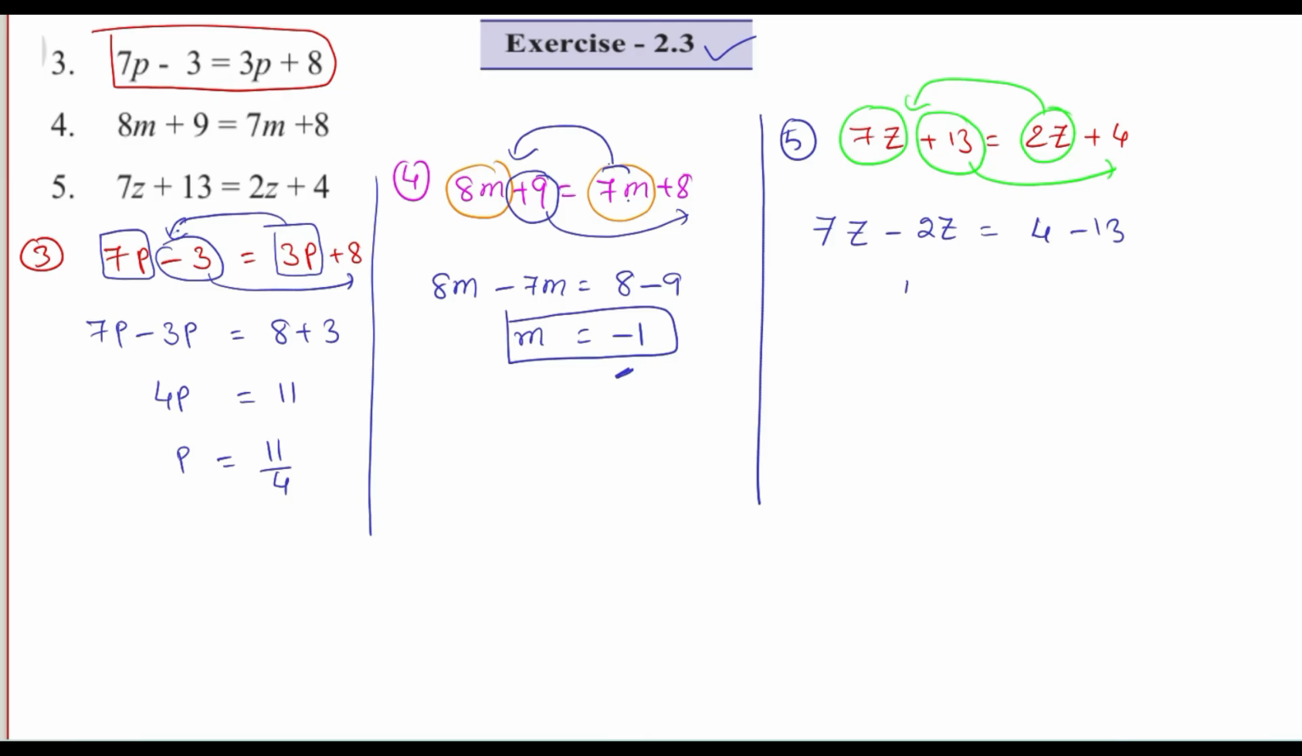7z minus 2z is 5z. So 5z is equal to 4 minus 13, and 4 minus 13 gives minus 9. From this, transposing the multiplier 5 to the other side makes it a divisor. z is equal to minus 9 by 5, that you will get. And let us see a few more problems.